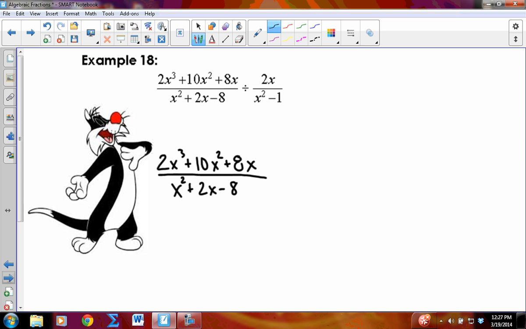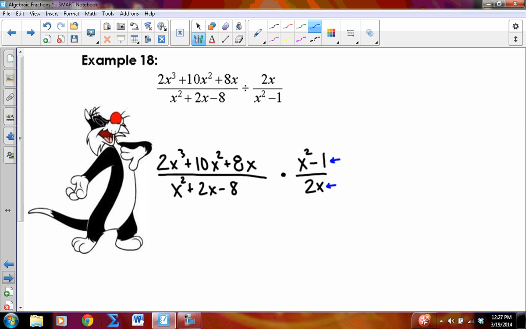Now, that's the same. Now we change division to multiplication. Now we flip. Instead of 2x in the numerator, 2x in the denominator, x squared minus 1 in the numerator. So, same, change, flip, done. Next step, factor. Okay, 2x, monomial, doesn't factor, leave it.